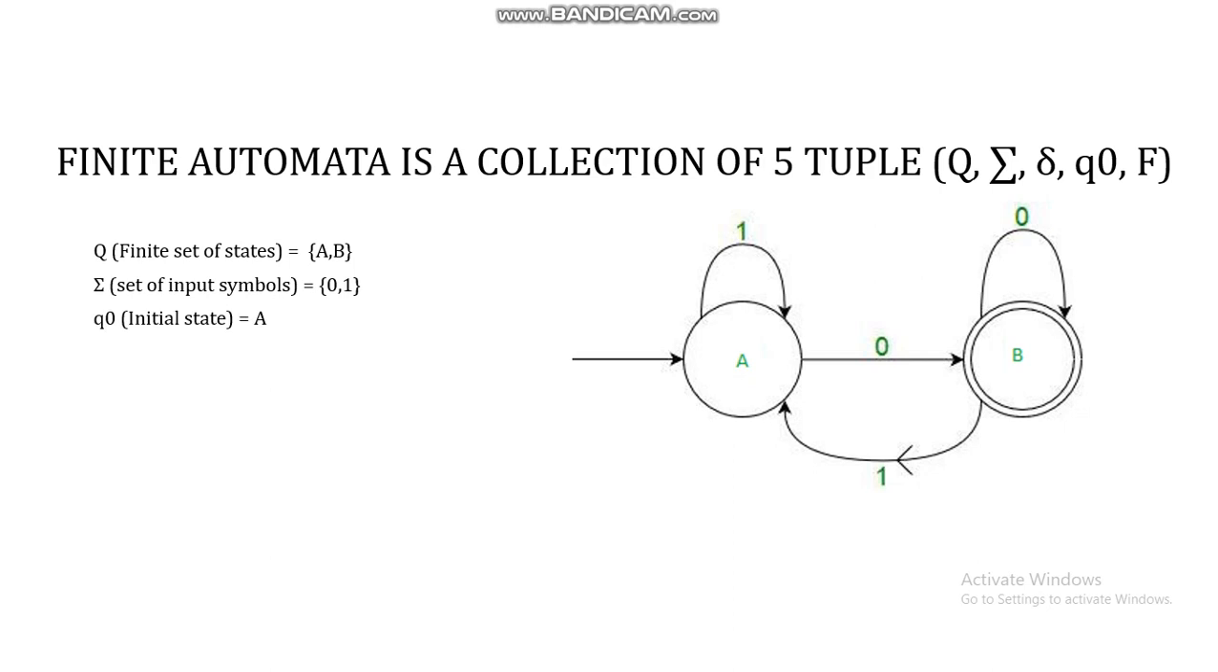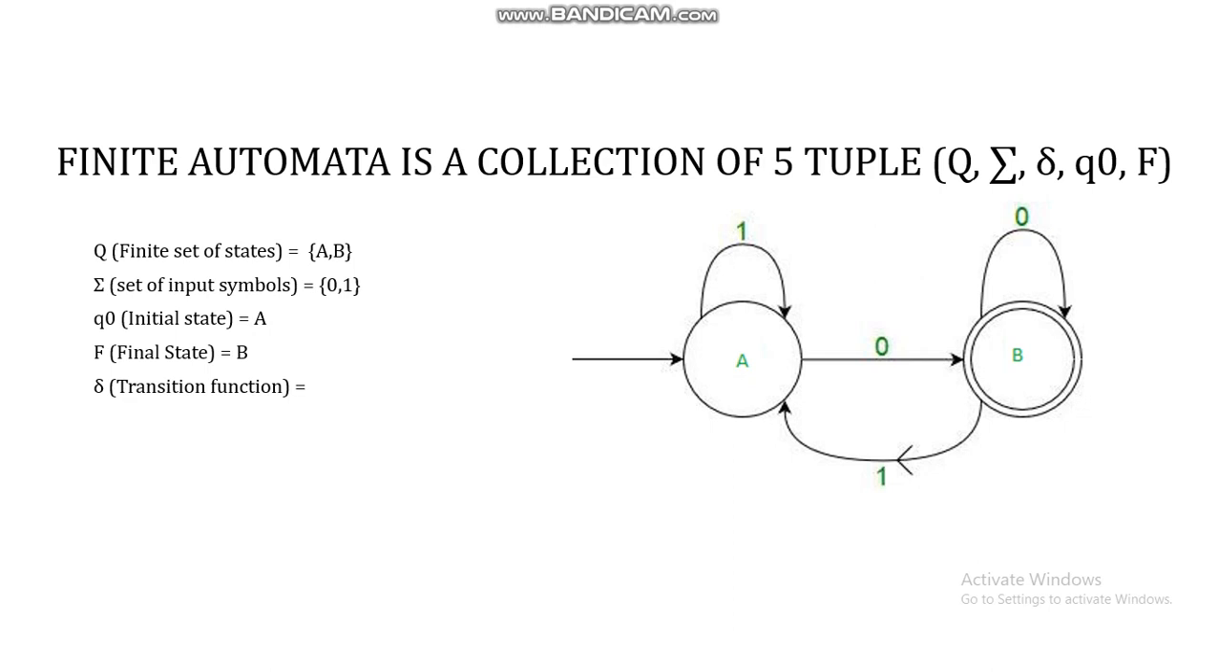Next we have small q0. In some places it is also represented by small q. So q0 defines the initial or the starting state for the finite automata, and for the given example this is state A. Capital F defines the final state, and for our example it's state B.